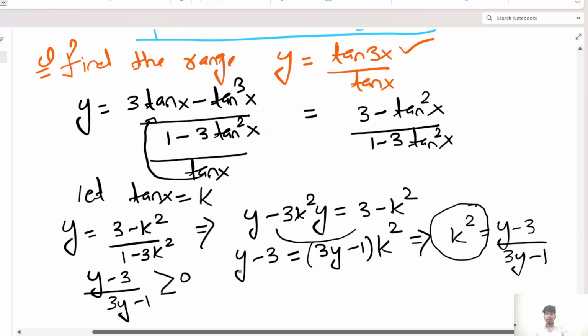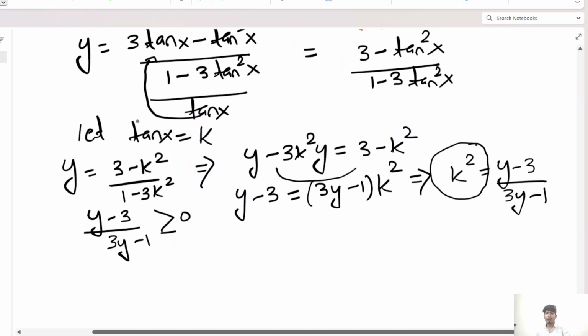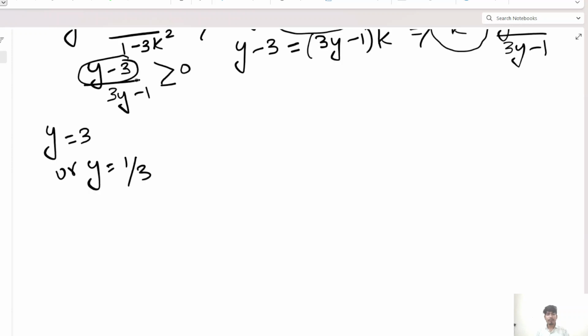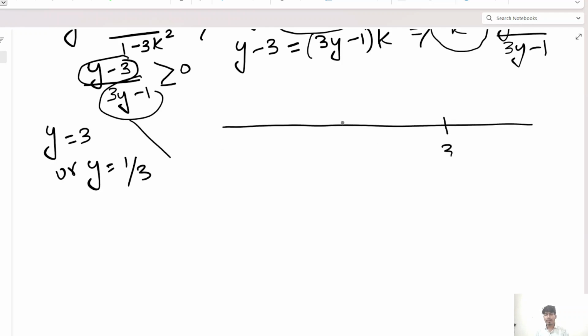Then we do it on the number line. There are two factors: y equal to 3 or y equal to 1 by 3, found by equating each to 0. Then on the number line, here is 3 and here is 1 by 3.